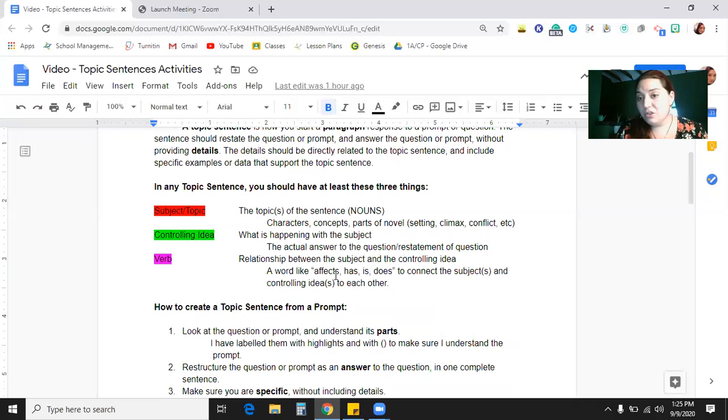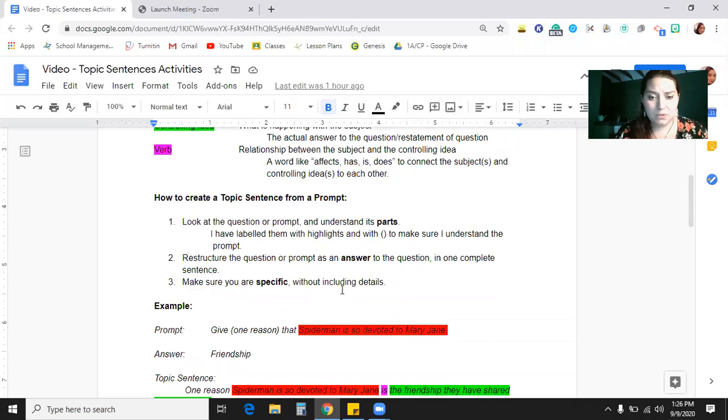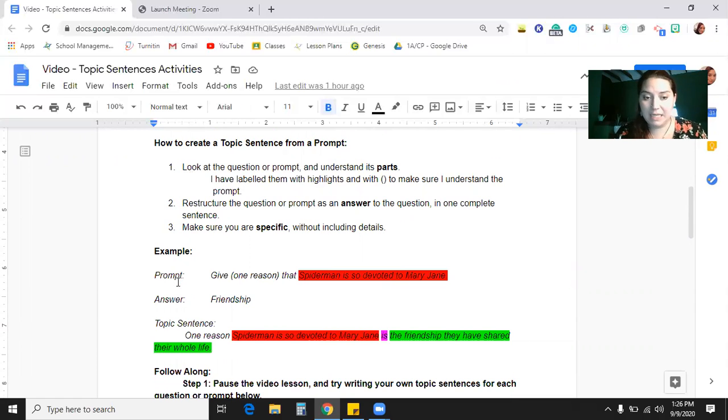So it may be easier for us to look at this sort of in action, okay? So when we go to write a topic sentence, we're gonna look at the question or prompt and make sure we understand its parts. We're gonna restructure that question or prompt as an answer to that question. And then we're gonna make sure that our answer is specific without including details. So here's an example of what we'll do.